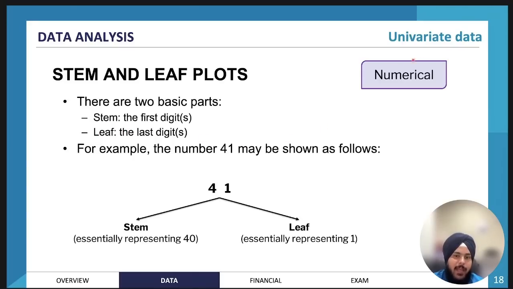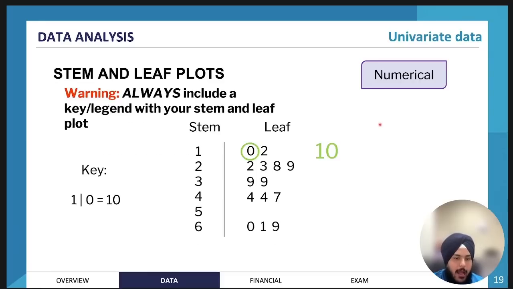So this way, if we have, for example, age of the people in a room, it's a much easier way. So instead of having 10, 20, 30, 40, we can have 1, 2, 3, 4, or the tens digits on the stem, and the leaf could be the ones digits. So for example, if you're 12 years old, the 1 would be the stem and the 2 would be the leaf. So let's look at that in an example.